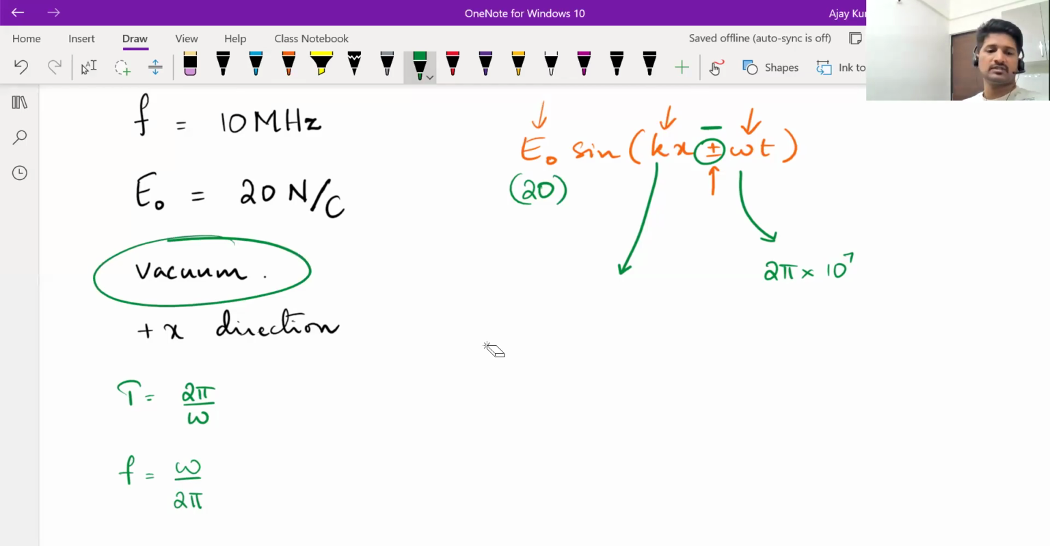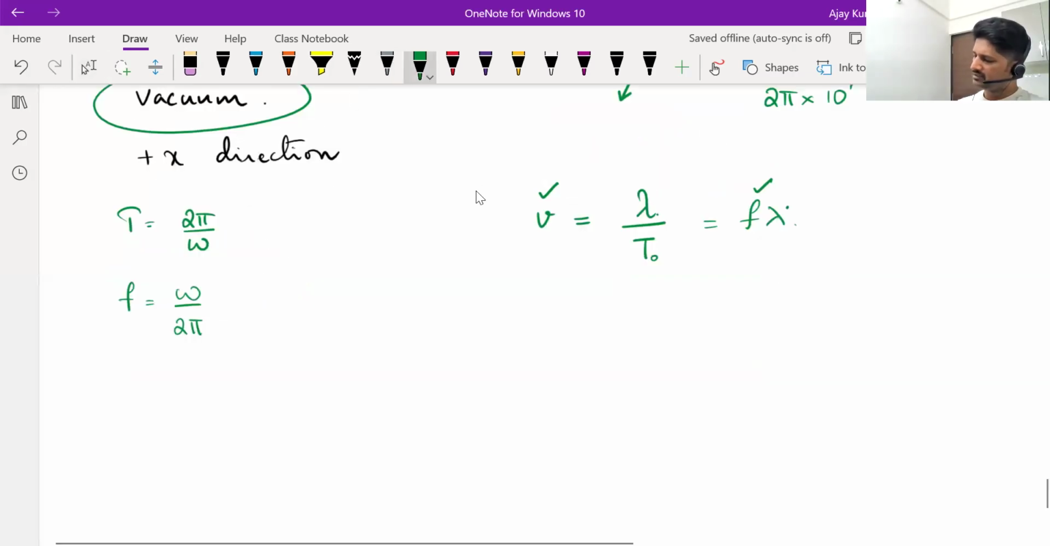It is told to you that this wave is traveling in vacuum. You know the speed of electromagnetic waves in vacuum, 3 into 10 power 8 meters per second. Speed is equal to distance divided by time. When a wave travels a distance of one wavelength, the time taken will be one time period. Let me write V itself. So V is equal to lambda by T naught, and this is what becomes F lambda. V is equal to F lambda. 1 by time period is frequency. So if you know the speed and frequency, you can tell wavelength. And from wavelength, you can tell K value. Is this clear? Yes, sir.